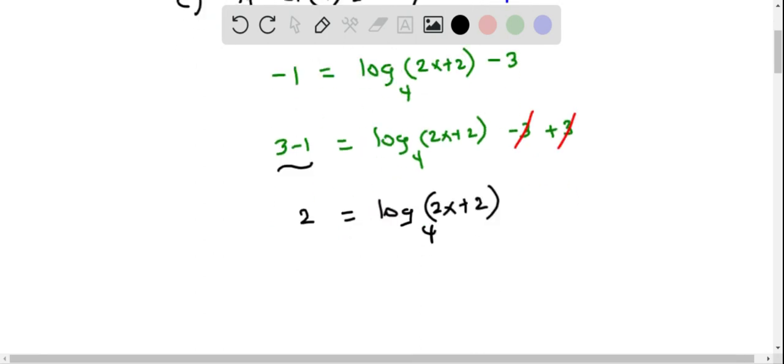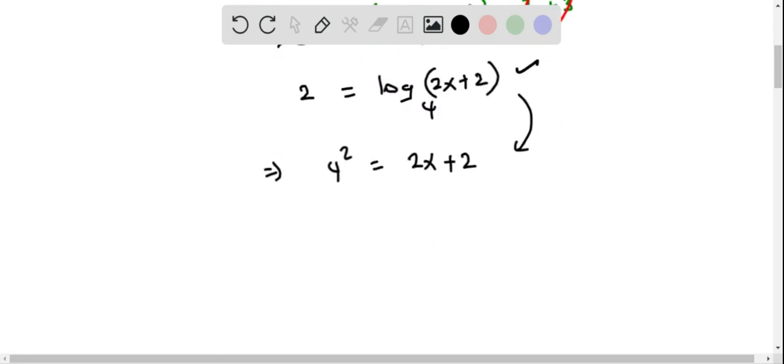Now we can write the equivalent exponential form of this logarithmic equation. That is, we will have 4 raised to the power of 2 and this equals 2x plus 2. So this is the equivalent exponential form of this logarithmic expression. So this can be written as 4 squared is 16 and this equals 2x plus 2.